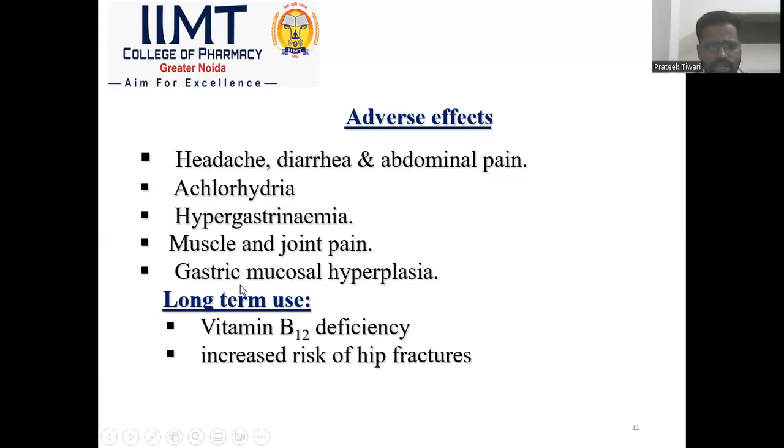Muscle and joint pain is there. Gastric mucosal hyperplasia is there. If we use PPIs for a very long time, it causes vitamin B12 deficiency. It also causes the risk of fracture of the hip.